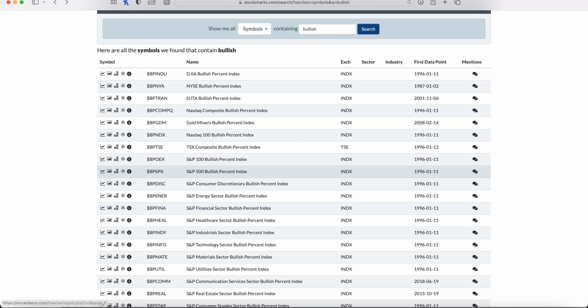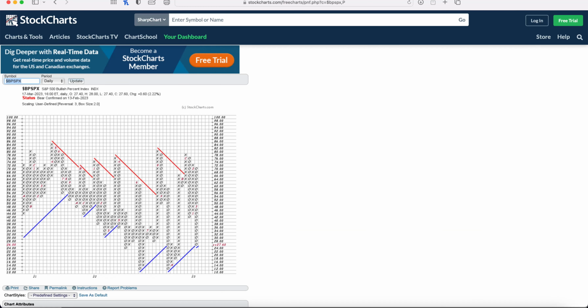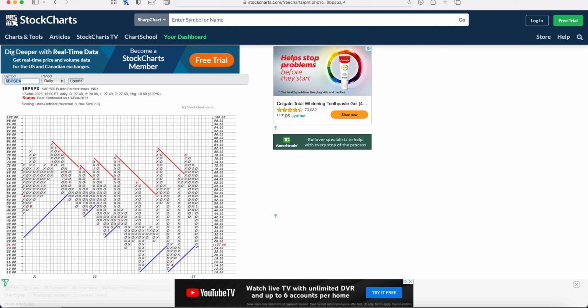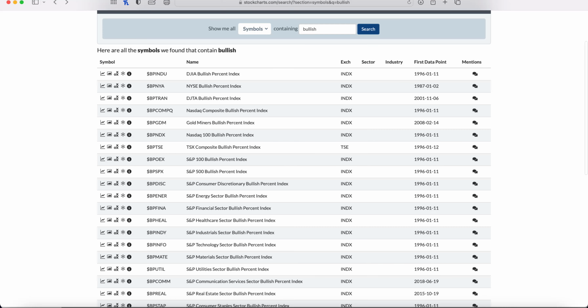And then the SPX is really the gold child of all of them. It's the big one, and it's been on a column of O's, a big point and figure sell signal, and this one went up by 2.22% on Friday.